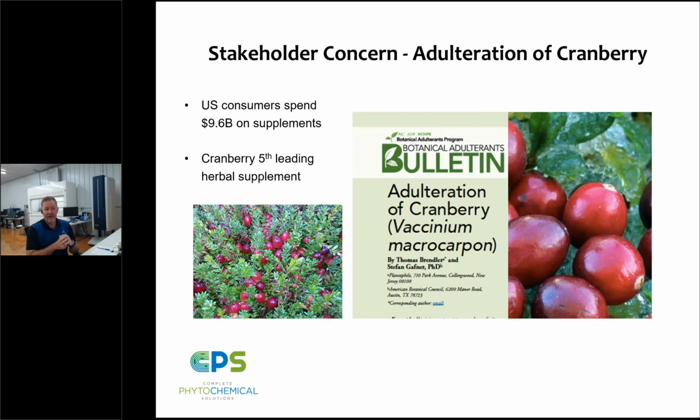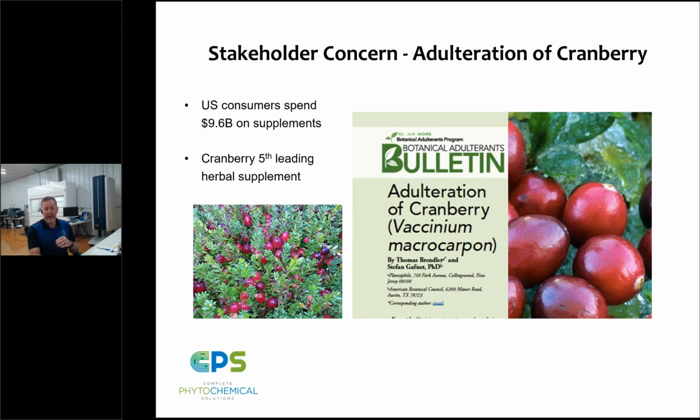Cranberry is the 5th leading herbal supplement and has consistently been so. So the issue of adulteration of foods, beverages, and supplements in the cranberry stakeholders' viewpoint is a very critical issue to address. In 2017, the American Botanical Council published an adulteration bulletin calling attention to this issue in the marketplace. At the same time, U.S. Pharmacopoeia organized a cranberry roundtable in which they gathered stakeholder input for drafting monographs or guidance documents.